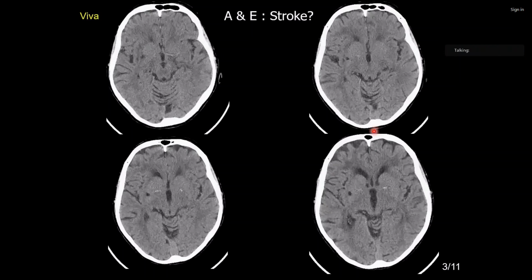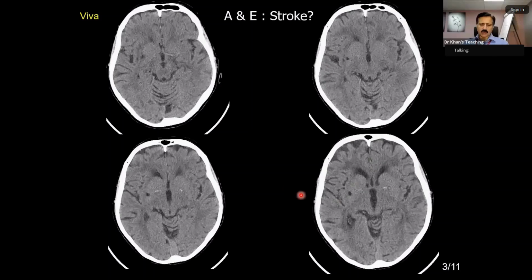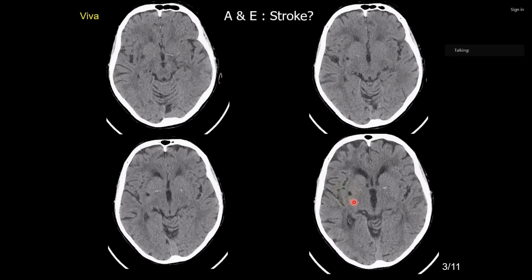Okay, I can see what might appear to be, other than the obvious lacunar infarct, what might appear to be a left MCA, hyperdense MCA sign. Excellent. So you have picked up a lacunar infarction here. This is what you said? Yes.